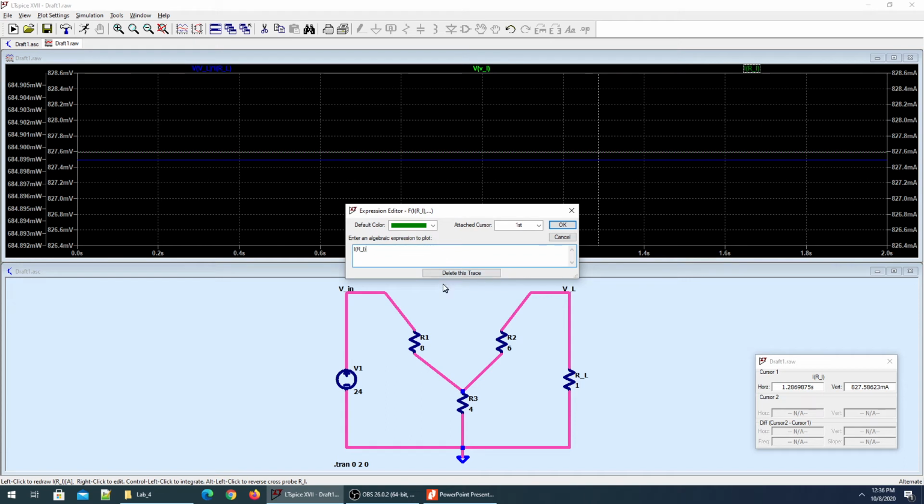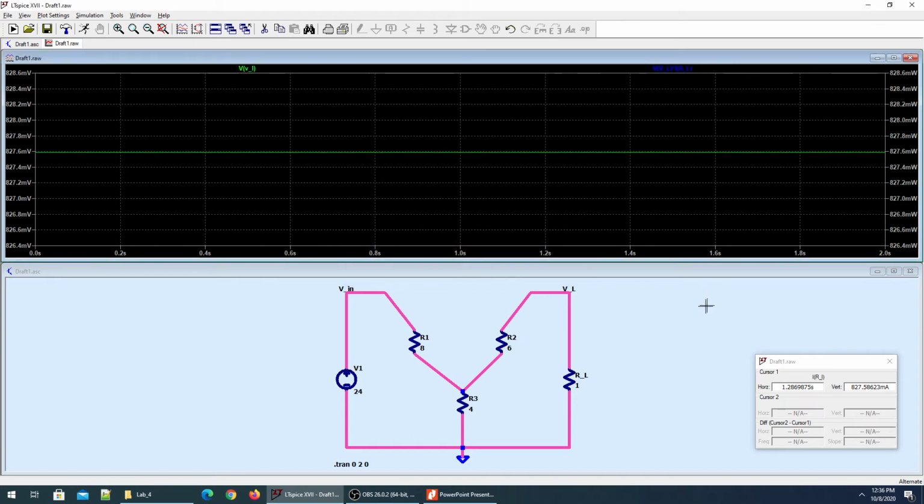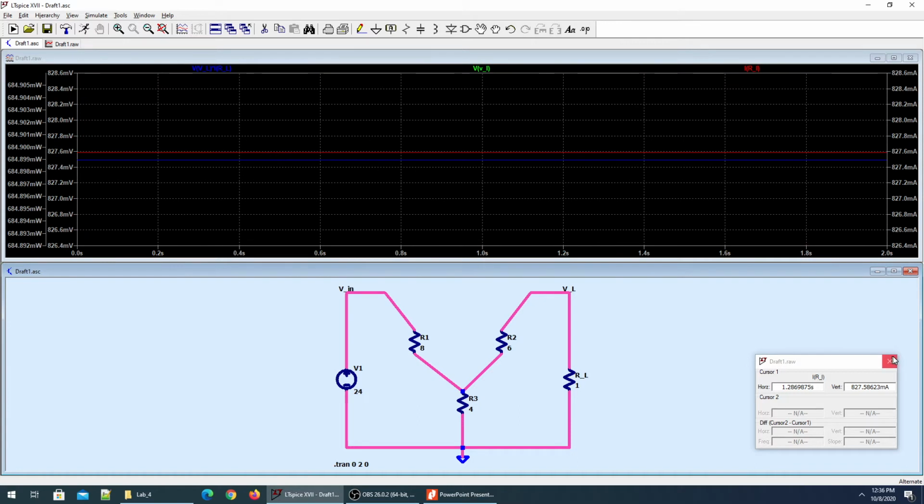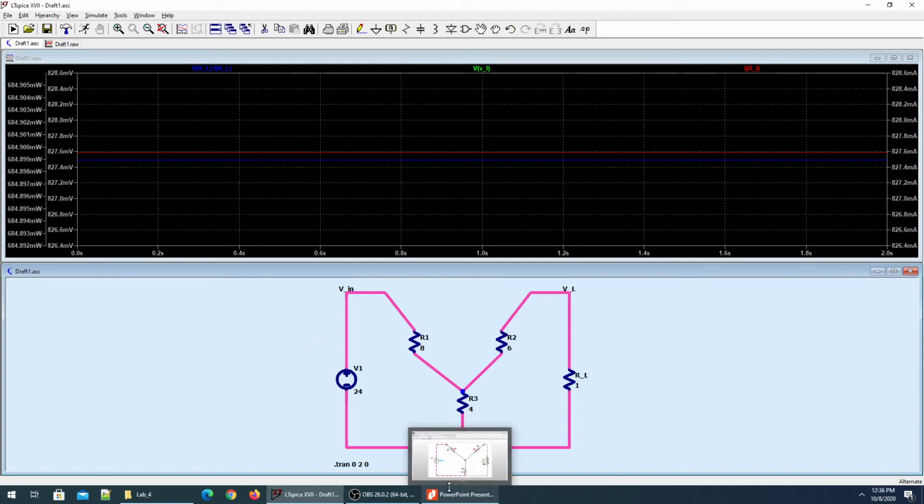Okay, delete this trace. So we have found the power, the voltage, and let me also bring the current in here. Okay. So we have all these three values listed here. This circuit is done. Now I have already done the calculation.